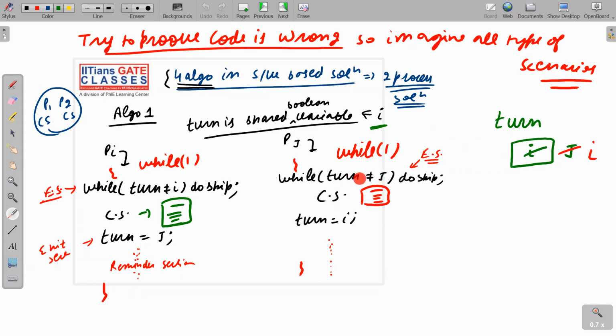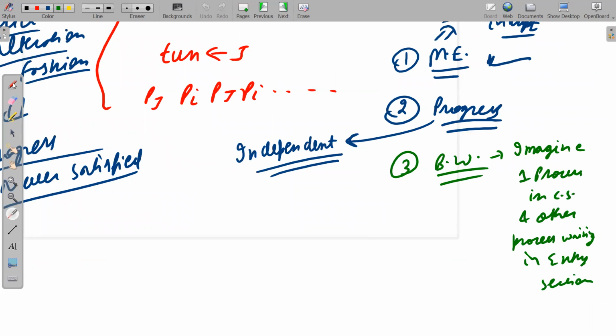So when PJ has requested to enter the CS and PI is in CS, the number of processes entering their critical section after PJ has requested is bounded. And what is the bound? Only zero. No one can enter the CS after PJ has requested, because as soon as PI comes out of CS, it is guaranteed that PJ will enter the CS. I hope I have made the point clear to everybody. So here bounded waiting is satisfied, 100%. Progress is not satisfied, but bounded waiting is satisfied.